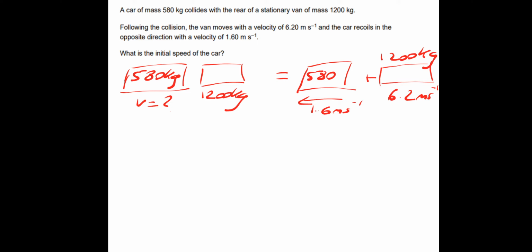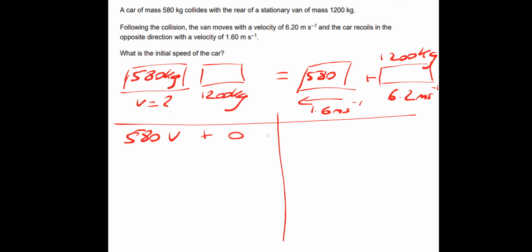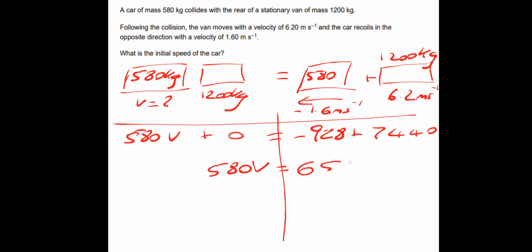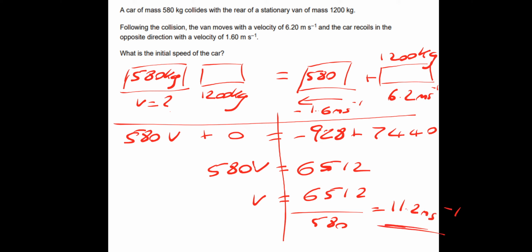So then we just need to look at the momentum of everything in this system. So I'll make a grid. We've got 580 times V plus 1,200 times nothing, so plus 0, equals 580 times minus 1.6, which gives minus 928, plus 1,200 times 6.2, which is 7,440. So we just need to rearrange this to find V. So we've got 580V equals 7,440 minus 928, which gives 6,512. So V is equal to 6,512 divided by 580, which gives a velocity of 11.2 meters per second. The value is positive, so that means that it's moving off to the right.